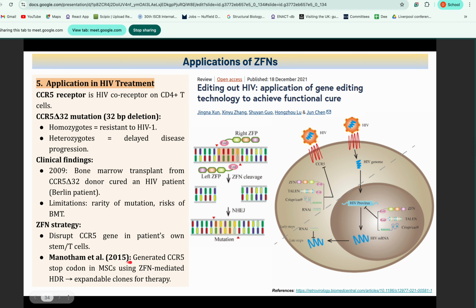And then Manotham et al. in 2015 generated a CCR5 stop codon in MSCs using ZFN mediated HDR, giving expandable clones for therapy. So different approaches can be achieved, not just by deleting, but by changing, by mutating it, or by inserting something in between. We can disturb this CCR5 gene expression.